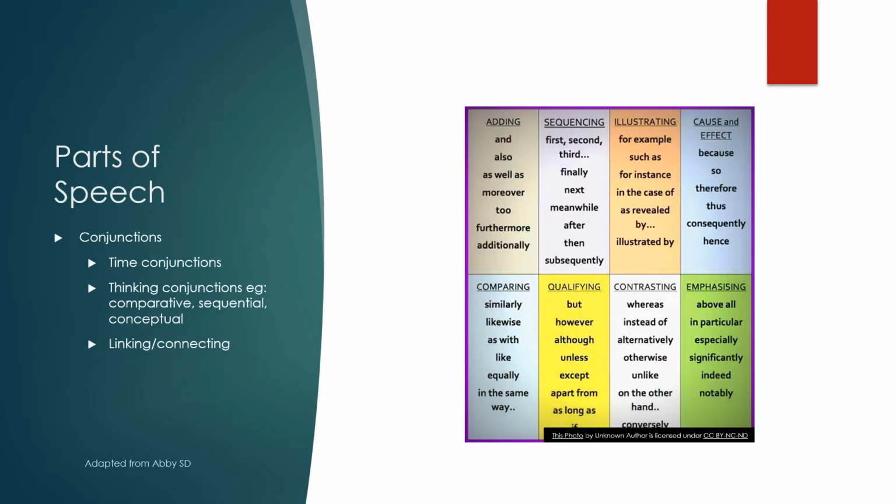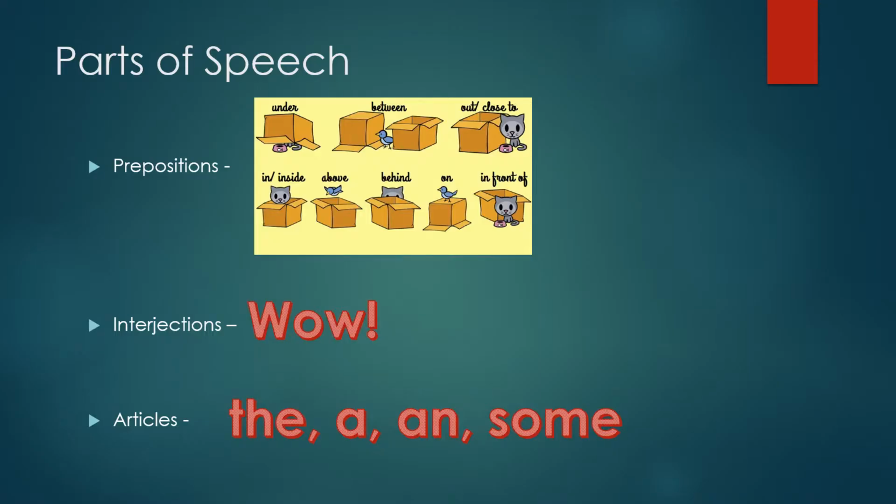The use of conjunctions in our writing is critical. The way we connect our ideas helps to show our thinking. And so, depending on the genre that you're looking at, you might teach different types of conjunctions. For instance, in argument text, we use a lot of cause and effect conjunctions. Don't forget some of these small yet important parts of speech, like prepositions, interjections, and articles.